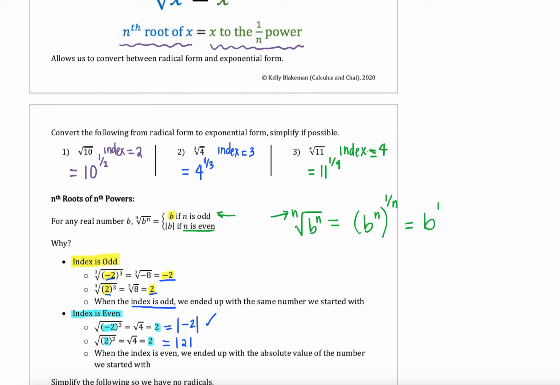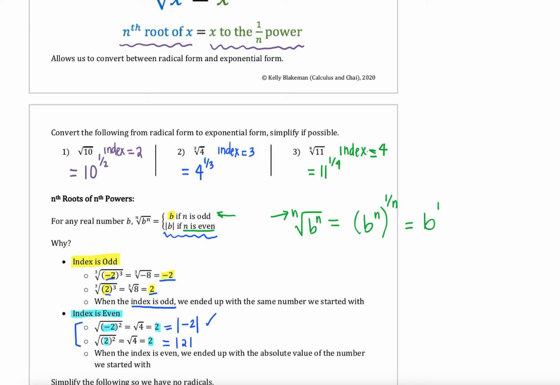So this is this bottom case here where we end up with the absolute value of b if n is even. And this isn't something we've had to worry about before, and it's honestly something I don't have to worry about if I have numbers that are being subbed in because it's already going to work its way out as a positive number because of what happens when I square something.